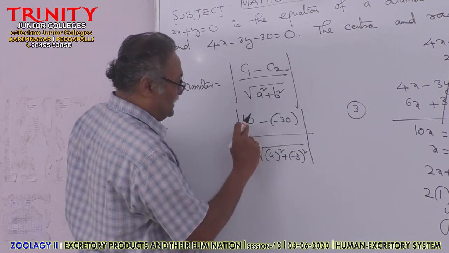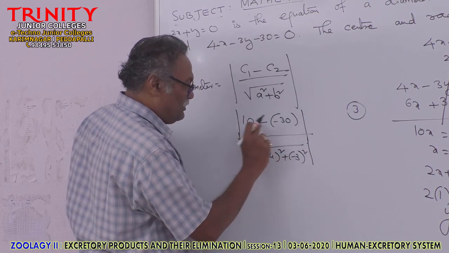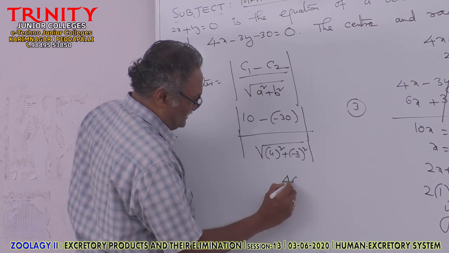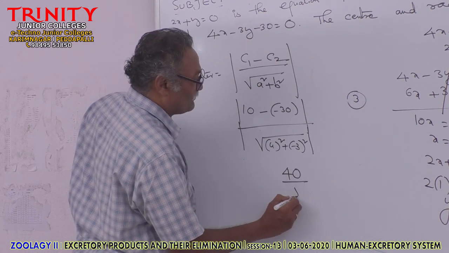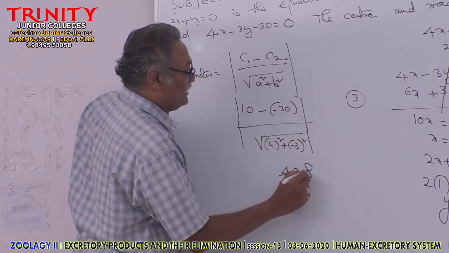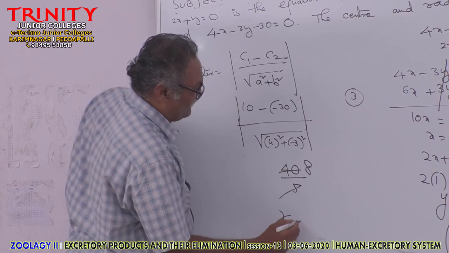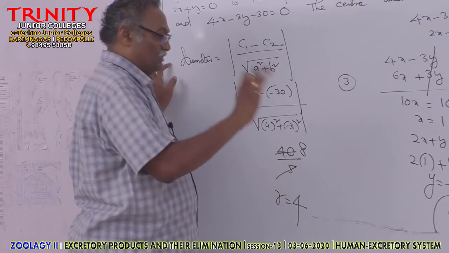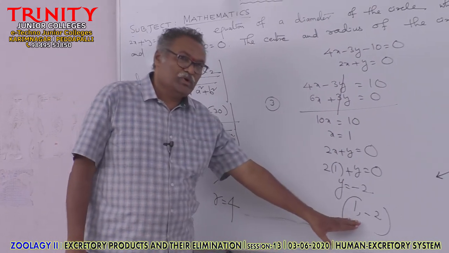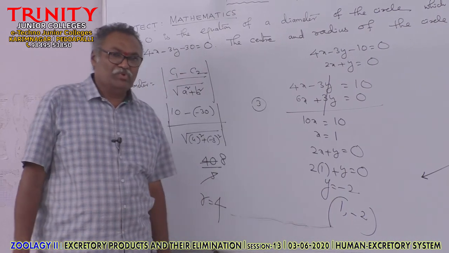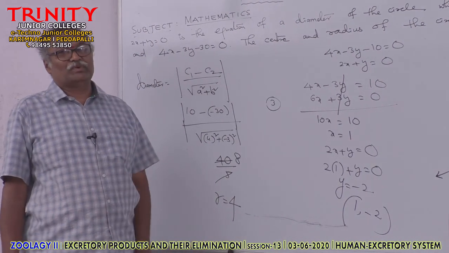10 plus 30, 40, by 5, it is 8. It is the diameter of the circle. Radius is half of this, which is 4 units. Center is 1 comma minus 2 and radius is 4 units.